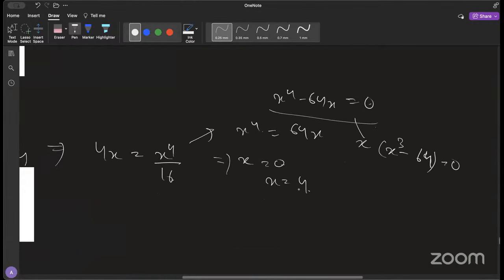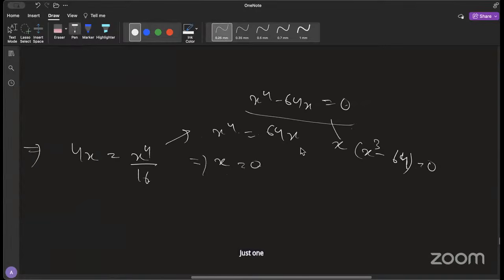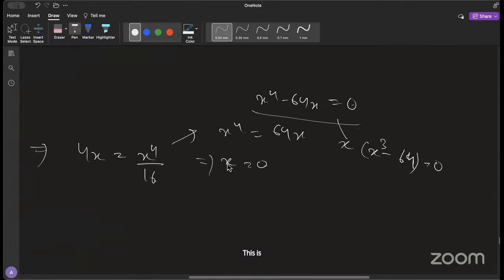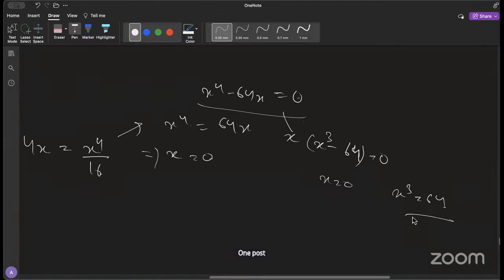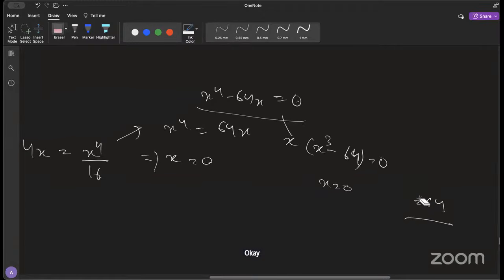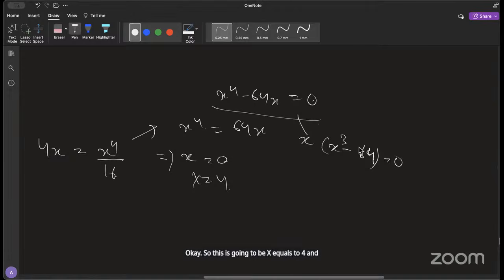Wait, how are we getting 4? Just 1 second. This is the equation, right? Then you will have x equals to 0 from here and x cube is equal to 64. And 4's cube is 64. Yeah, ma'am, they are right. So this is going to be x equals to 4 and x equals to 0 by solving this.